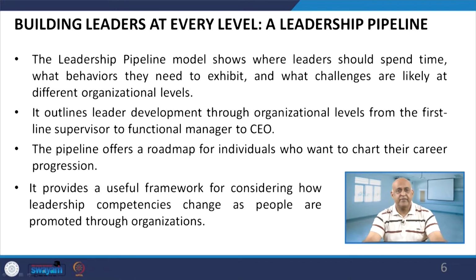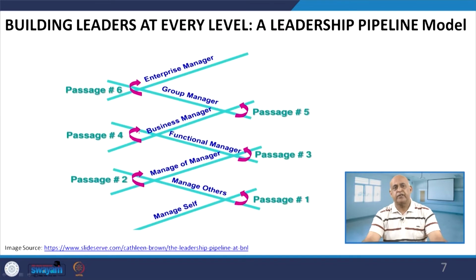And definitely at every level there will be different challenges. It outlines leader development through organizational levels, from the first line supervisor to functional manager to CEO. So, right from the first line supervisor, as I was mentioning, the junior level or the immediate supervisor level, from the workers' supervisors, the shift supervisors we can say, to the top level management of the CEO, the pipeline offers a roadmap for individuals who want to chart their career progression, and therefore it will always have this roadmap for the individual.